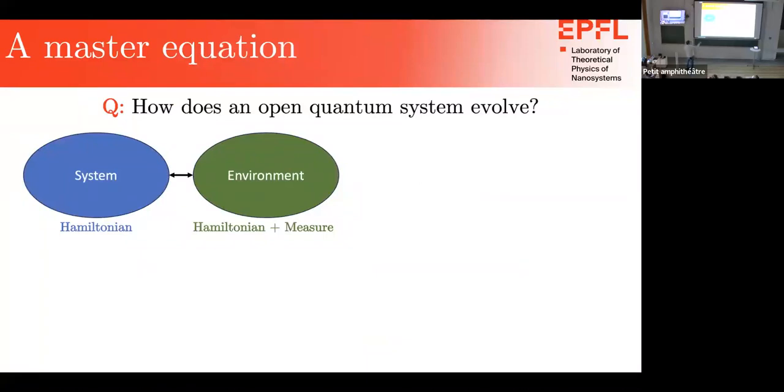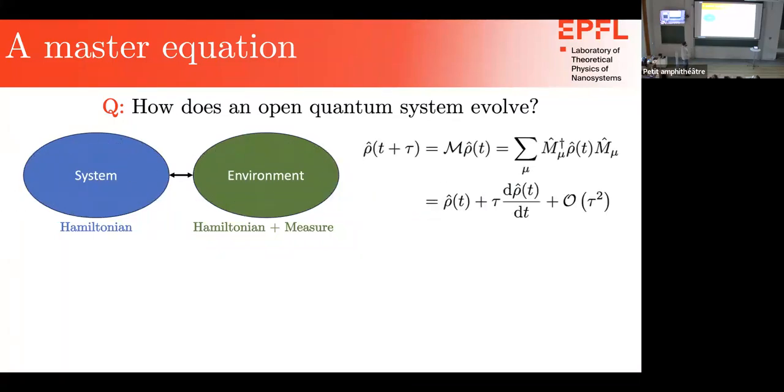So, we have the system, and we said that the system has its Hamiltonian. And we have the environment, which a priori can induce both Hamiltonian and measurement effects, which are the only two ingredients which are allowed. And by making some reasonable hypothesis about how the density matrix evolves in time, you say that tau is a small time, the time evolution is supposed to be linear, so you get something of this form, and this is the Kraus operator decomposition of the measurement superoperator, which is the most general form of evolution.